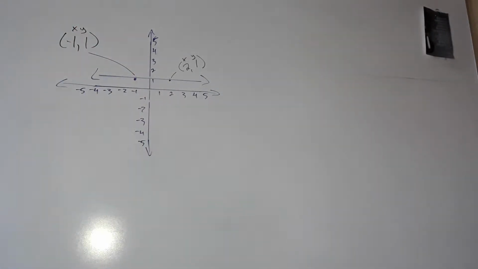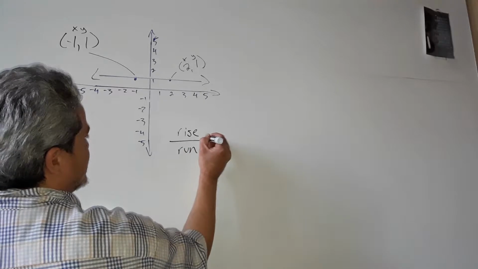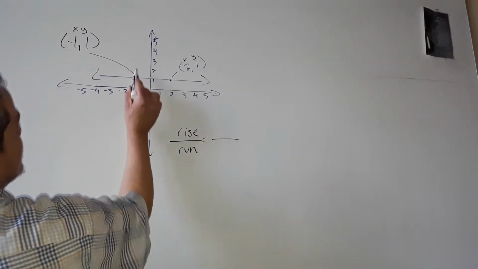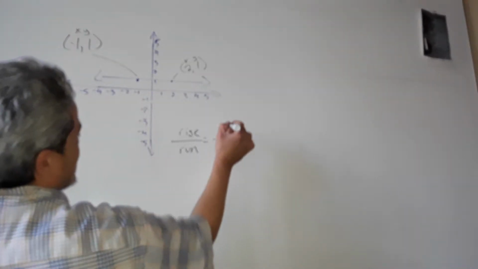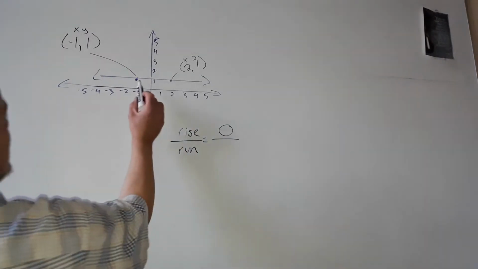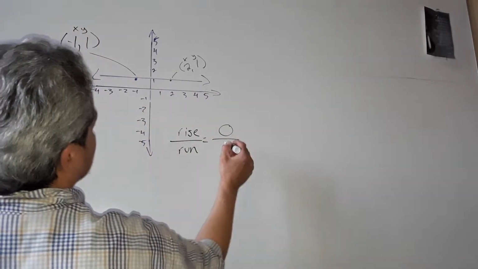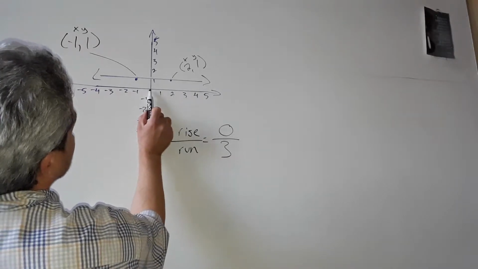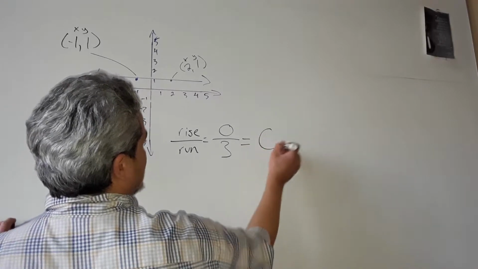Now, how do we get from here to there? Rise and run. Rise over run. The rise to get here, no rise, see? No rise because we're going straight across, so that's a rise of 0. And then our run is 1, 2, 3. So our slope is going to be 0.